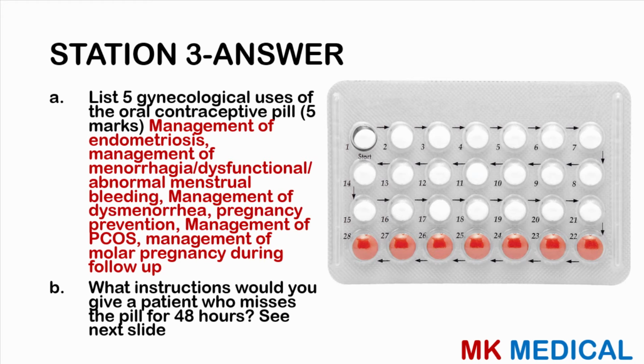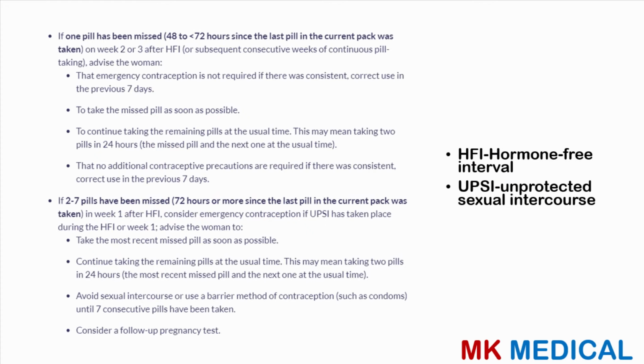Then what instructions would you give the patient who misses a pill? So there are some criteria that are actually used. So if a person misses 1 pill, that's about 48 to less than 72 hours since the last pill that they're taking on in the current pack. If they are in week 2 or week 3 of the hormone-free interval or the subsequent consecutive weeks of the continuous pill taking, then these are the following advices that you're going to be giving the mothers.